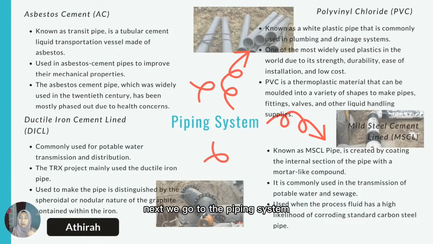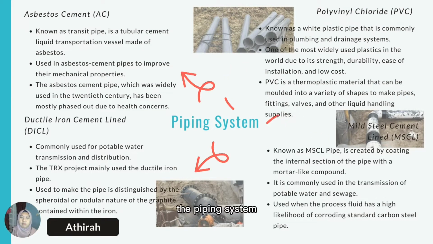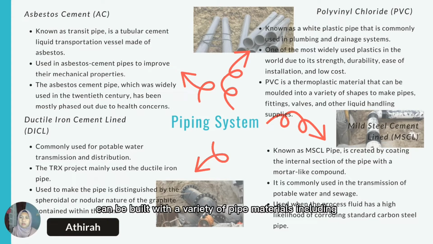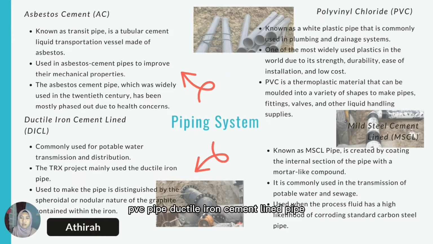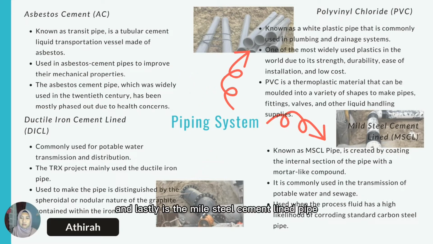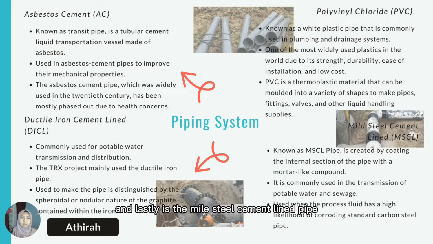Next, we go to the piping system. The piping system can be built with a variety of pipe materials, including asbestos cement pipe, PVC pipe, ductile iron cement line pipe, and lastly the mild steel cement line pipe.